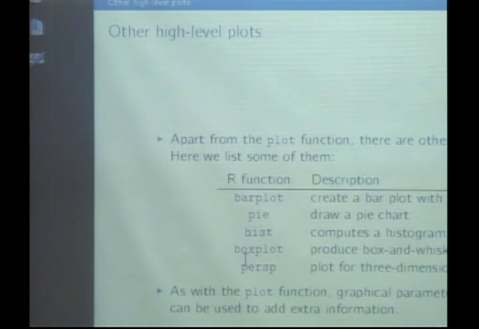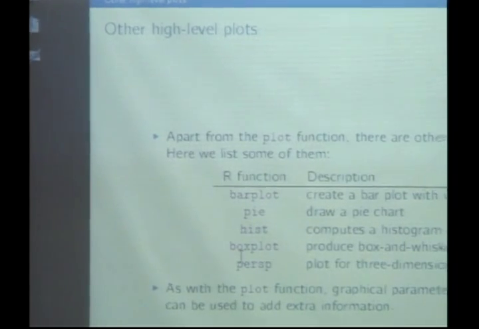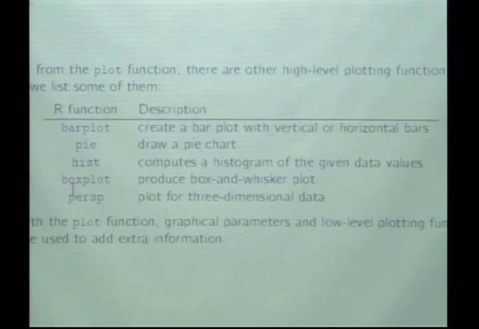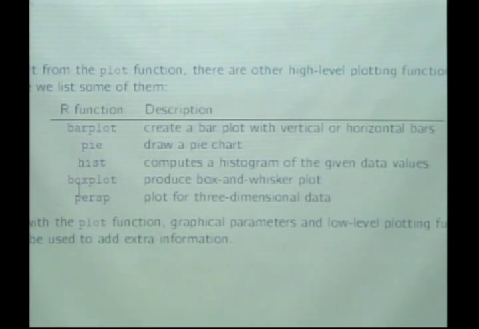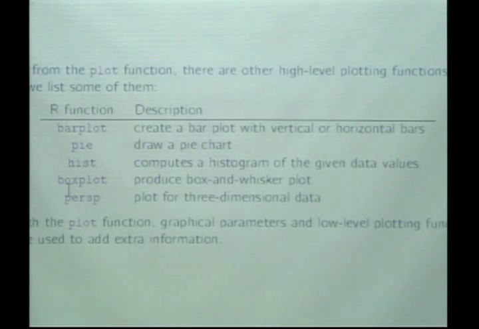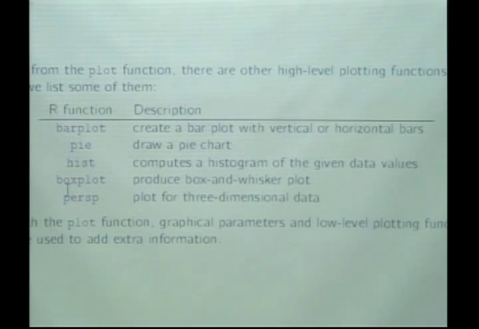Well, and apart from the plot function, which is the main high-level plotting function, there are other high-level plotting functions in R. And here we have some of them. So for instance, barplot creates a bar plot with vertical or horizontal bars. The function pie draws a pie chart, hist computes a histogram, boxplot makes box and whisker plots, persp is for three-dimensional data. And it's always the same. These are high-level plotting functions, and once I have my main plot, then I can add whatever I want with lines, with points, with text, etc. Once we have our main plot open, the rest is always the same.